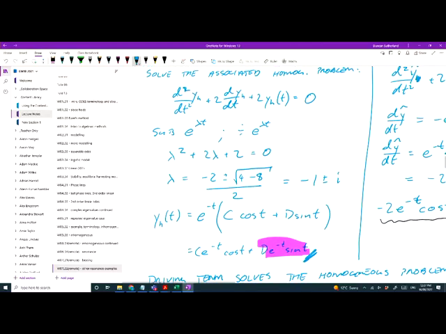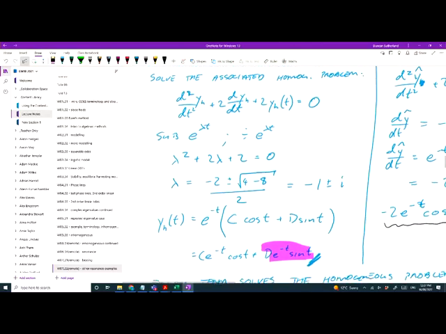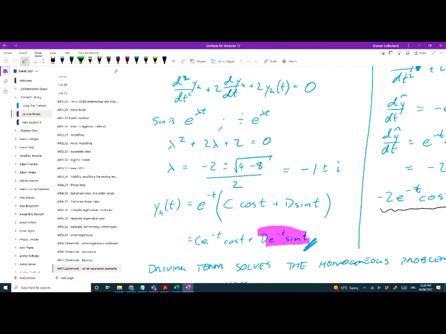I guess this example is trying to highlight that no matter what the solution of your homogeneous problem, you are going to run into trouble if your driving term matches the solution of your homogeneous problem, right? It's definitely this mathematical resonance case.